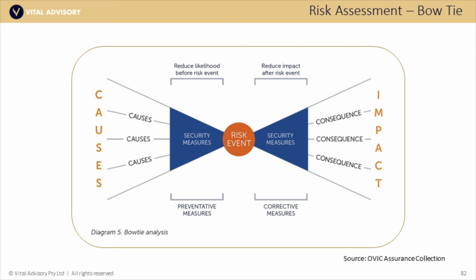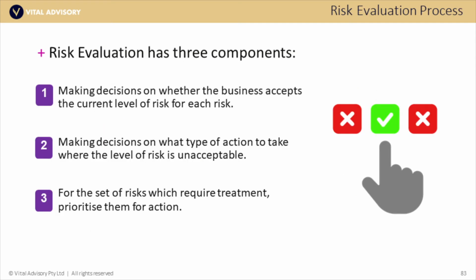It is a little tricky to use, but it's quite powerful, and I've used it a few times reasonably well. So when we've done our evaluation, the end state we're coming to arrive at is to make decisions on whether the business accepts the current level of risk for each of the risks we evaluate. We want to make decisions on what type of action to take where it's not acceptable, and then we want to prioritize those actions. So these are the 3 key decisions here.